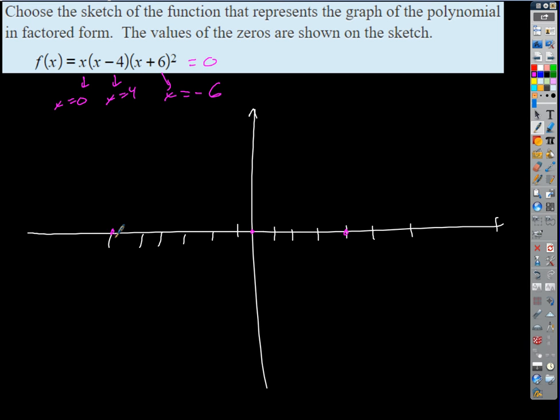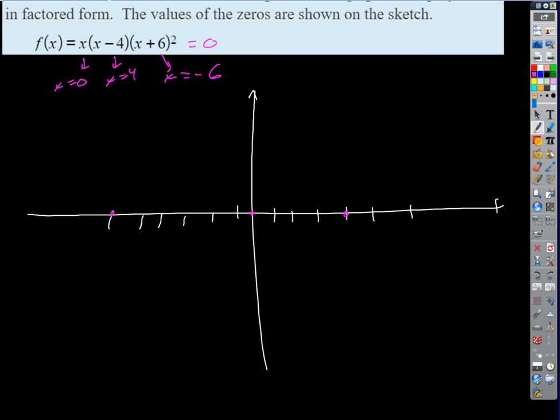What's happening there? We could make a table, and that's what I would encourage you to do, but we could even think our way through this one without. If I were to multiply this whole thing out, I don't want to do it, but I want you just to tell me what the leading term would be. If I square out x plus 6, would you agree I'm going to get x squared plus some junk?